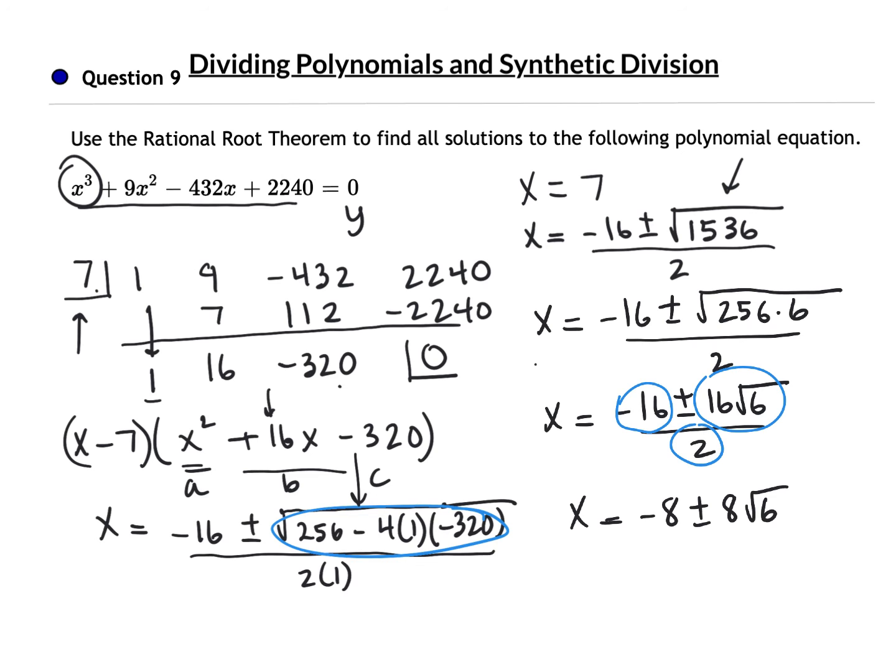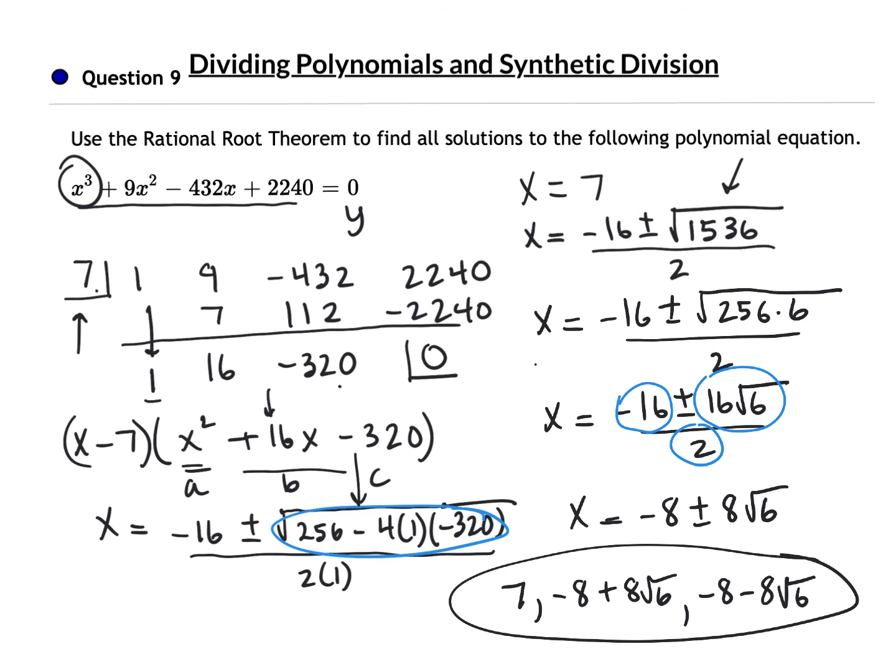Now we can list our solutions. We know that negative 7 was one. We know that negative 8 plus 8 root 6 is another. And negative 8 minus 8 root 6 is the last one. Also note that a third power equation can have up to 3 solutions.